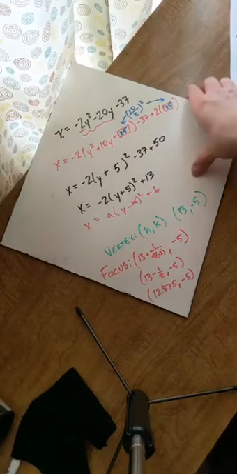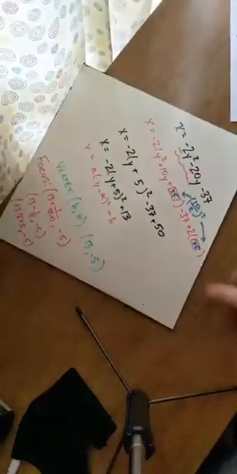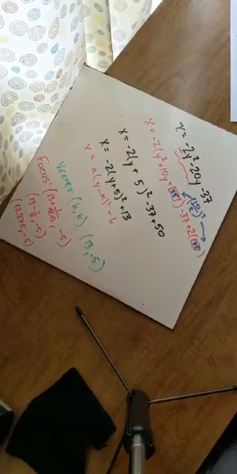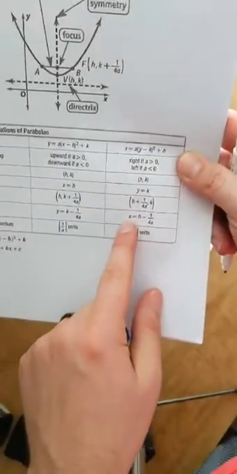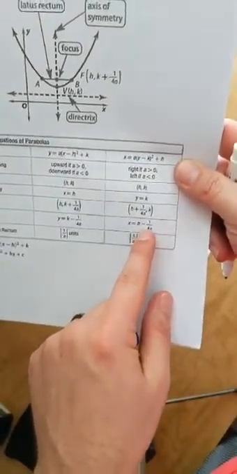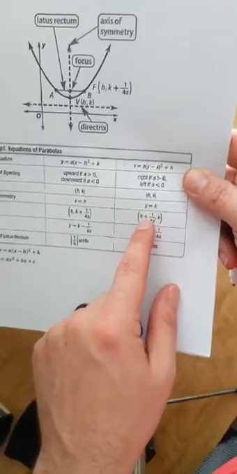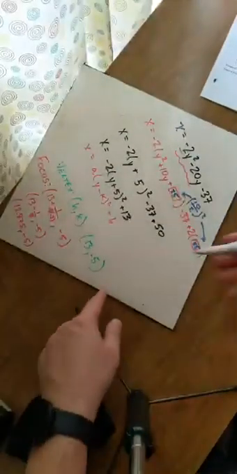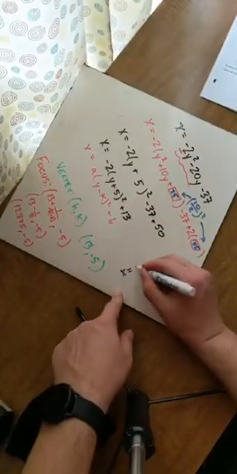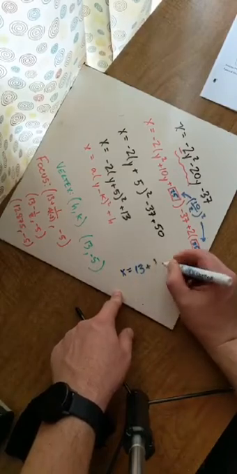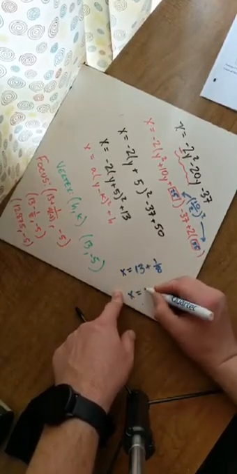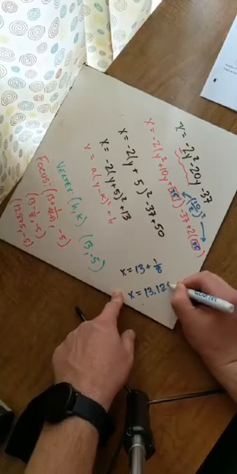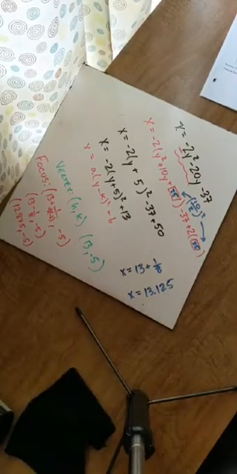And then finally, the directrix. If we look at the directrix, the formula for that one is right here: x equals h minus 1 over 4a, which is just the opposite of what we had here. So instead of it being 13 plus 1, or minus 1/8, it's going to be 13 plus 1/8. So x equals 13.125. And there's the answer.